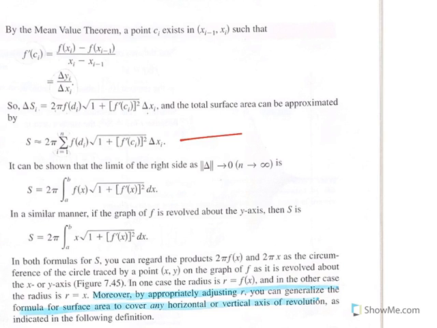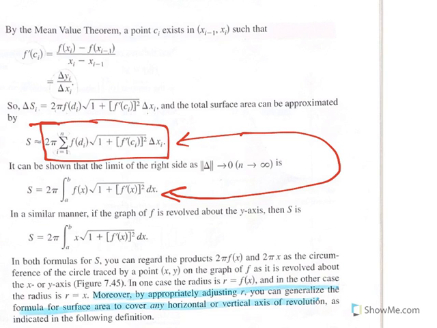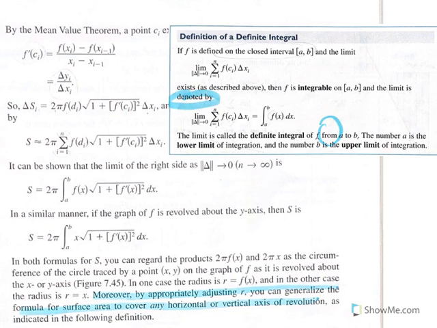So we know that the limit will exist because continuity implies integrability, and by the definition of a definite integral, when you take the limit of this Riemann sum, you get this definite integral. Again, this is what you learned in Calculus AB, that a definite integral is the limit of a Riemann sum as the norm of the partition approaches 0.